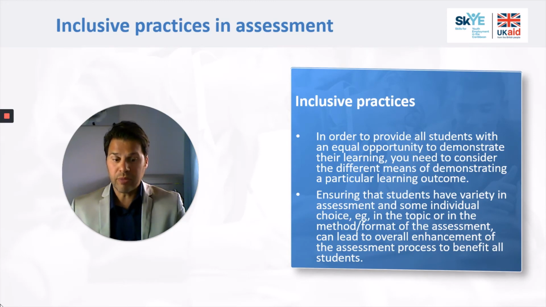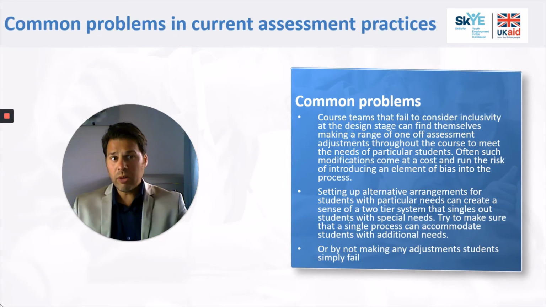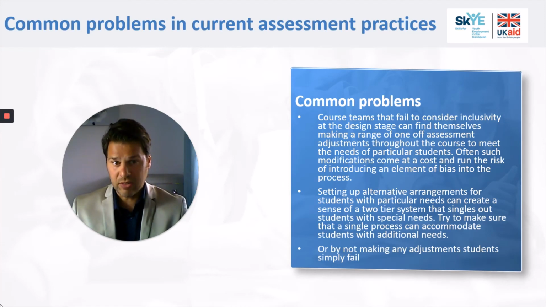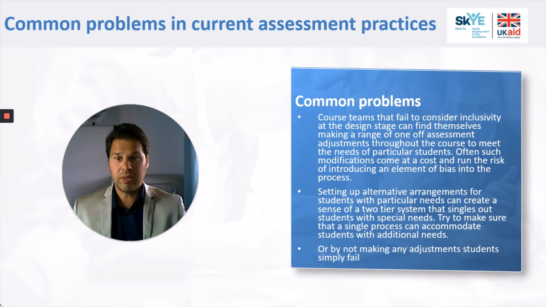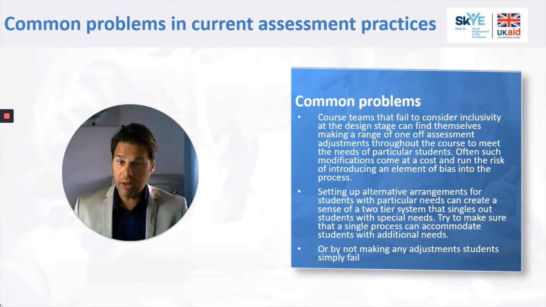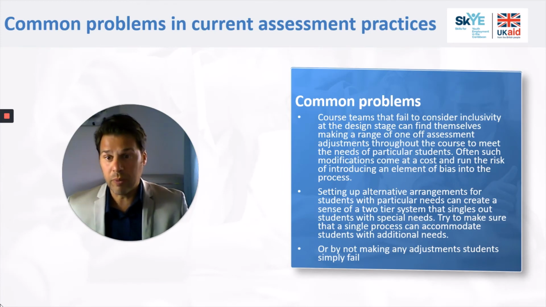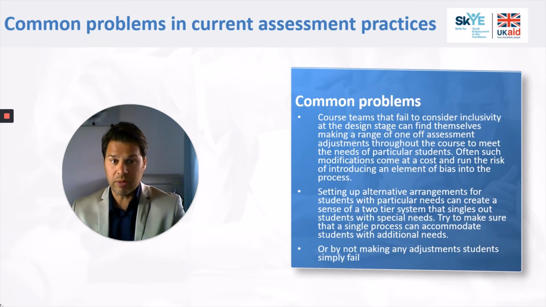So what can be the common problems in assessment practices currently that we see? Well, often course teams fail to consider inclusivity in their design stage and find themselves using a range of one-off assessments or making one-off adjustments throughout the course to meet the needs of a particular student. So often such modifications come at a cost and actually run the risk of an element of bias in the process. That this student's got a totally different assessment to everybody else. Why is that? Why wasn't I offered that opportunity to do the assessment in that way? I think I would have done better. That could be something that comes back from students.